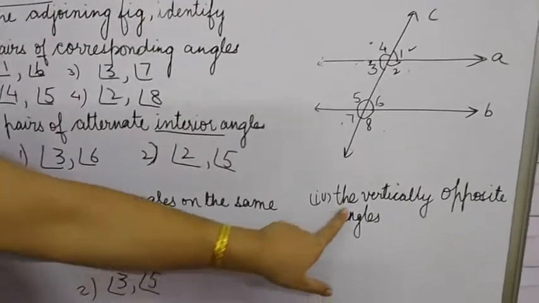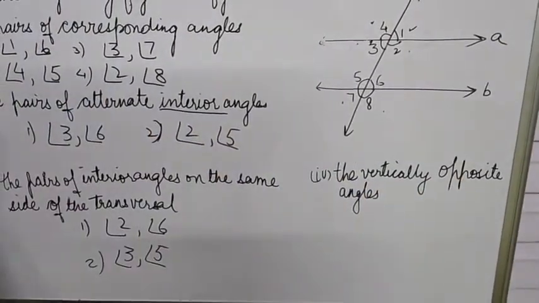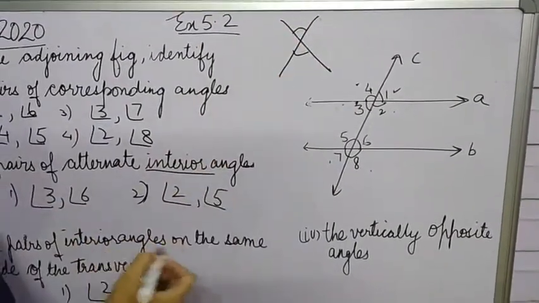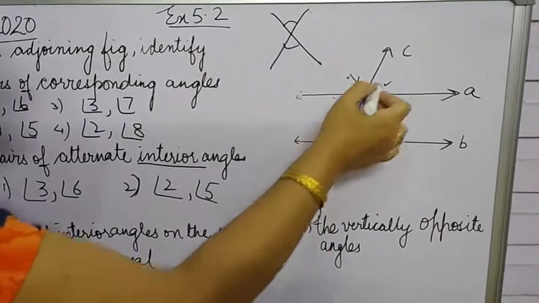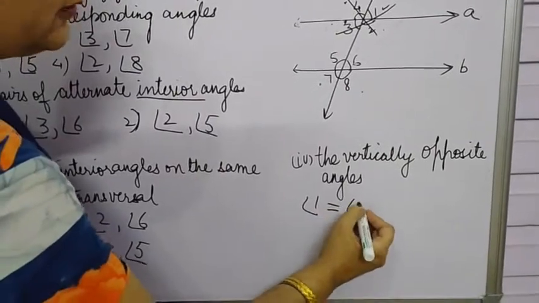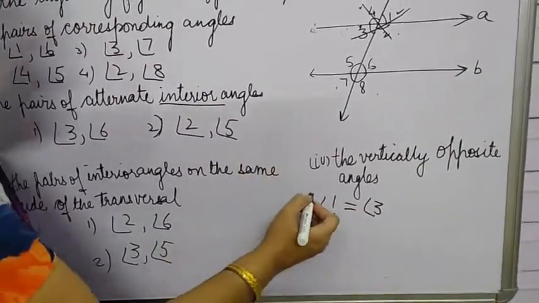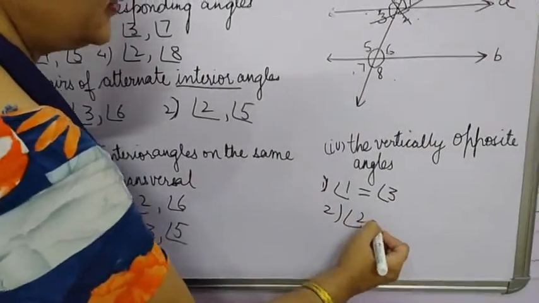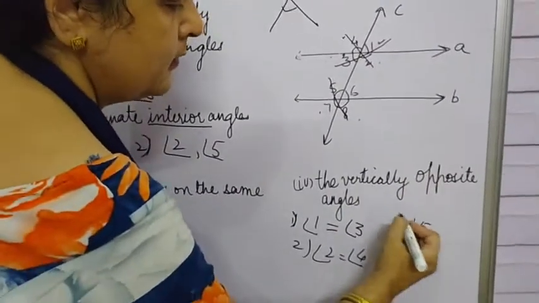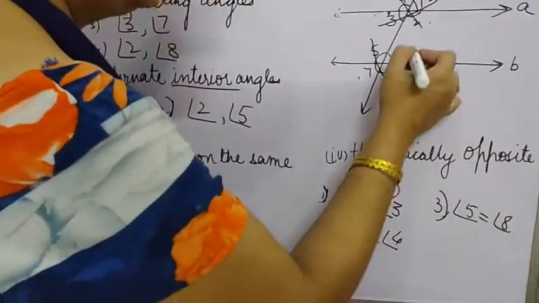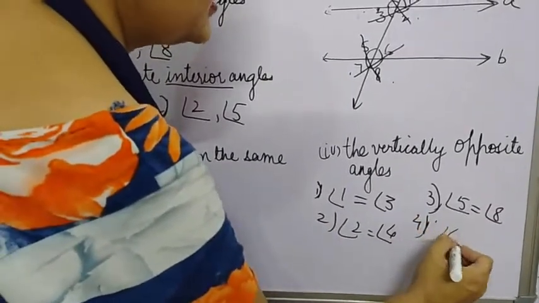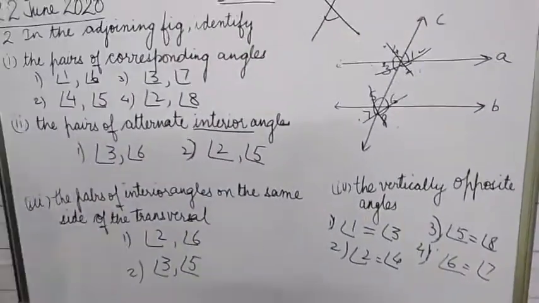Now fourth part says the vertically opposite angles. Now how are vertically opposite angles formed? They are formed when two lines intersect. These pairs are vertically opposite. So these are in cross. Like two pairs are here. That is angle 1, and they are always equal. We have already studied. Angle 1 is equal to angle 3, and second pair is angle 2 is equal to angle 4. Third pair is angle 5 is equal to angle 8, and next pair is angle 6 is equal to angle 7.